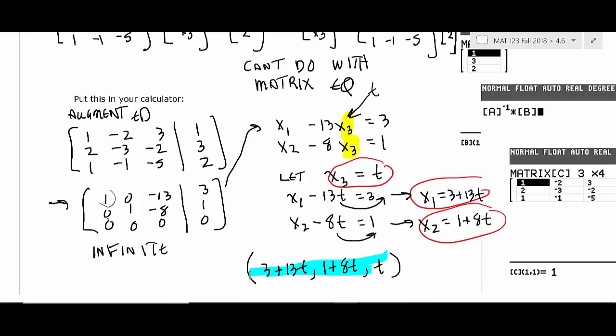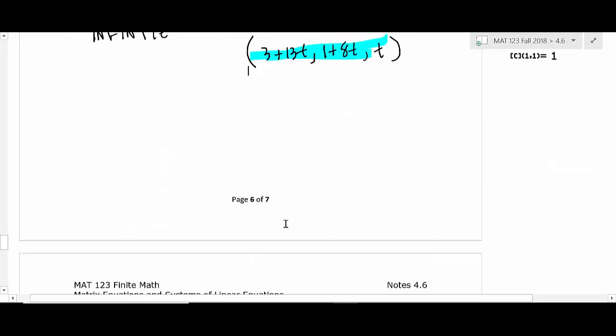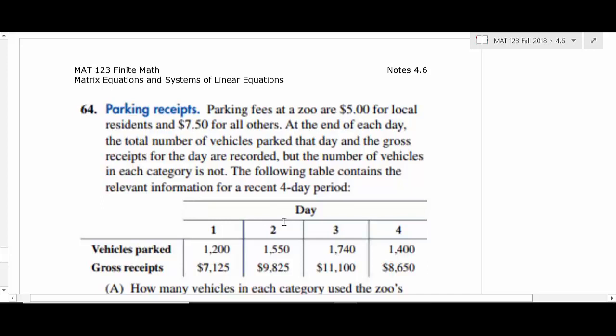Does that make sense? That's what you do when there's a row of zeros, and I want you to do what we call parameterizing. That gives a general formula that generates all those solutions. That's the idea. Any questions? How do you know to do this t thing? There's a row of zeros. It's always the same: infinite solutions. Okay, let's do this word problem.